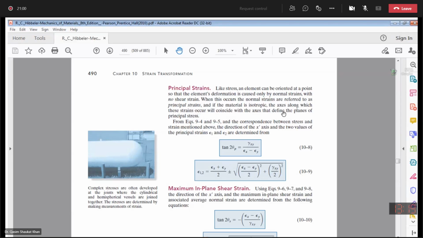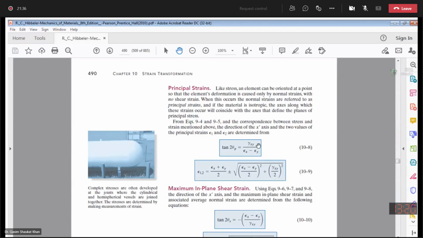Because our material is isotropic, the principal planes that you will get by using a plane state of strain, and the principal axes that you will get by using a plane state of stress, will be the same. So the formula which you derived earlier in the case of stress transformation and this formula will both give us the same values of theta p1 and theta p2.